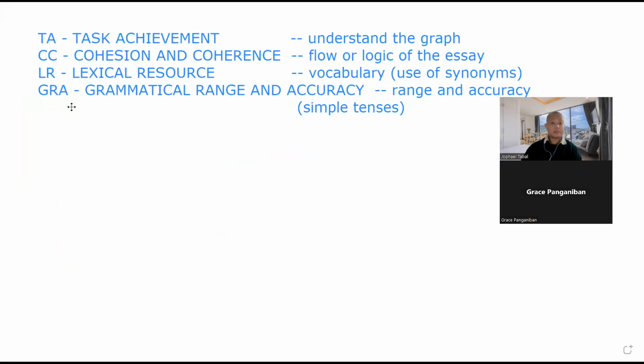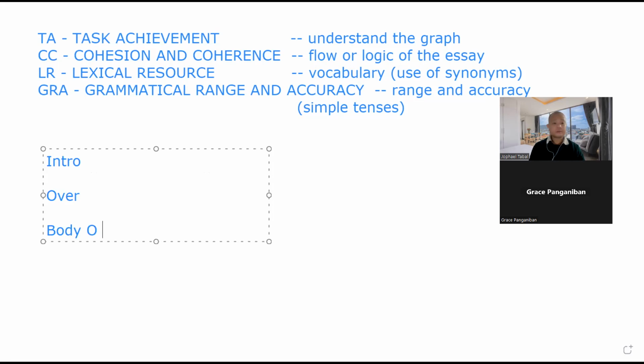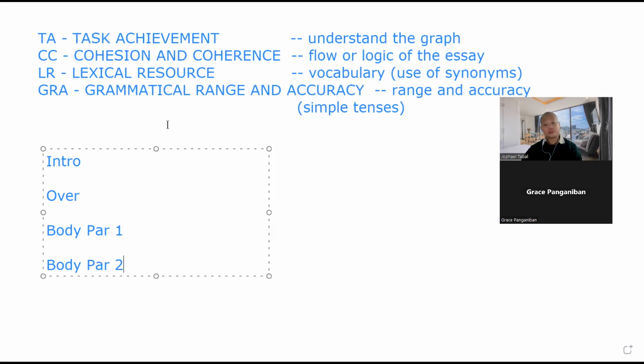Now, in writing task one, you can see two different structures. We have the introduction, then second to that is overview, and then body paragraph one, and then body paragraph two. This is the structure that I've been using from IELTS Foundation up to Advanced, so students will not get confused as to what structure they have to use.